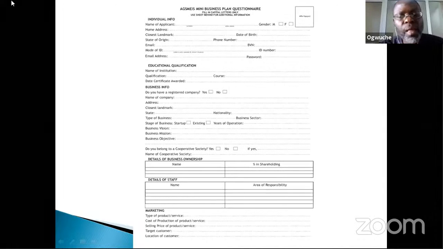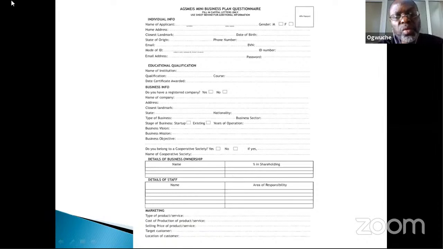All right, then do you belong to a cooperative society? Yes or no? Like I said in the first paper that we took, cooperative societies are very common in the country. Most organizations, ministries and companies have cooperative societies, and most members of staff are also involved in those cooperatives because of the many benefits they have. So if you belong to a cooperative society, you indicate yes or no, then you give us the name of that cooperative society.